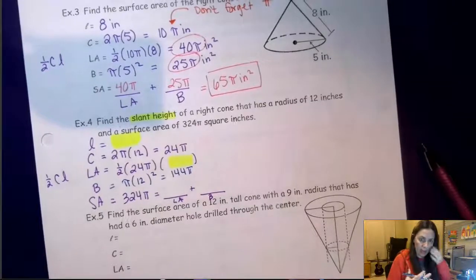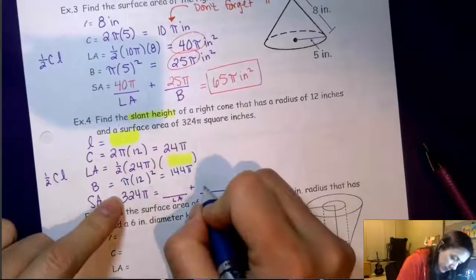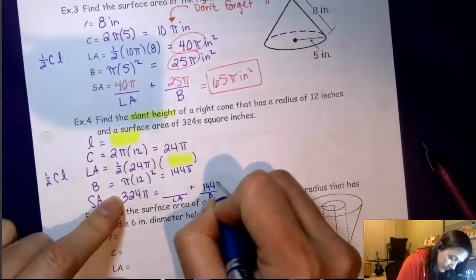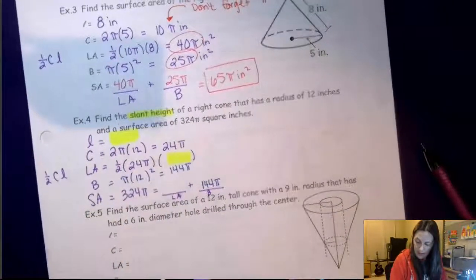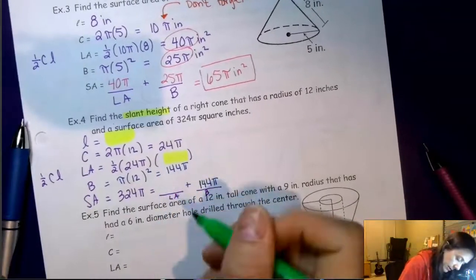So working backwards, what do I know? Well, that area of the base right here is 144 pi. Can I now work a little bit? I need to figure out this lateral area.